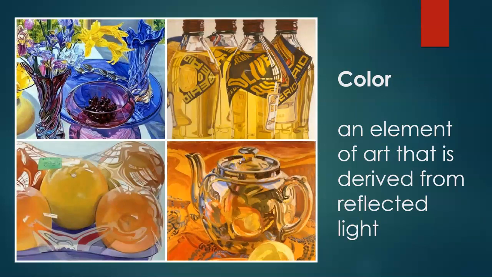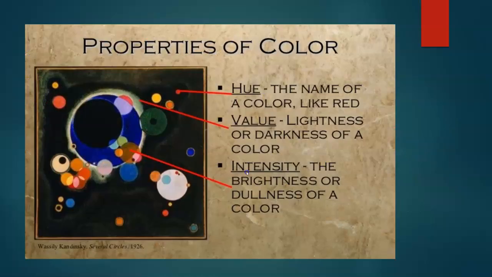Color is an element of art that is derived from reflected light. Without light, human beings cannot see color. These are all large-scale oil paintings by Janet Fish. The properties of color, there are 3, are hue. Hue is the name of a color, like red or blue, green, violet.